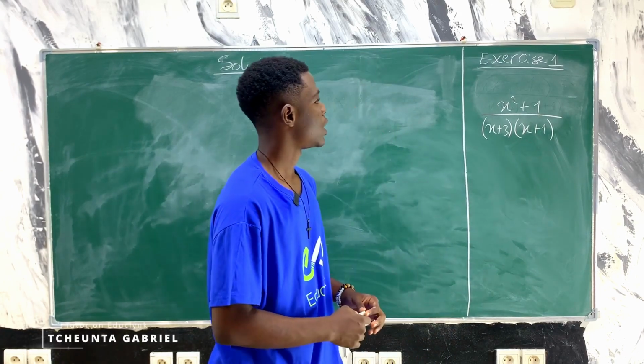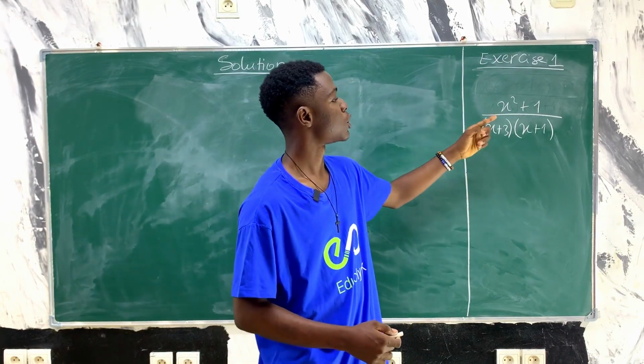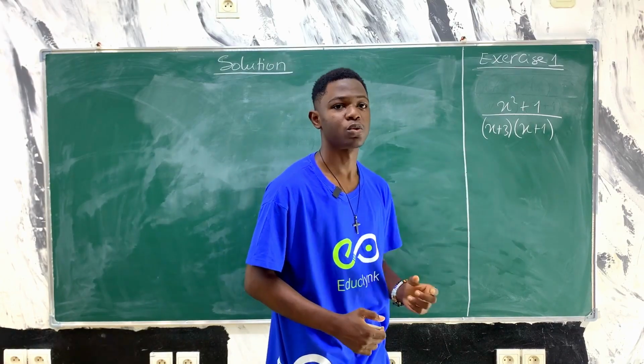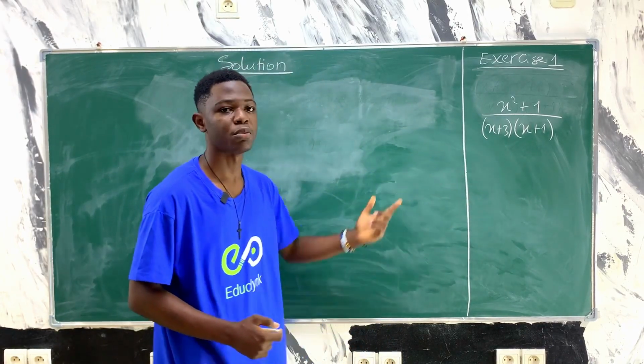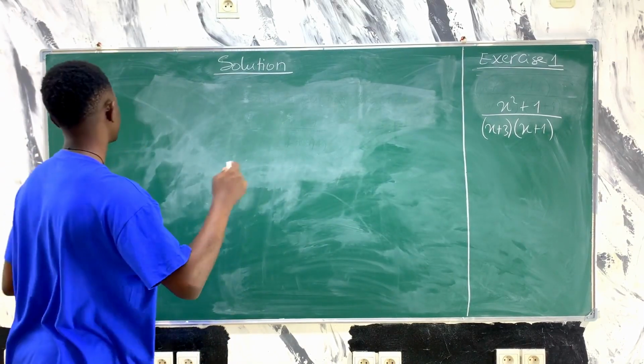So now we are solving exercise 1 in partial fractions. We have x squared plus 1 divided by x plus 3 into x plus 1. So we have to represent that in partial fractions. So let's write the question again.